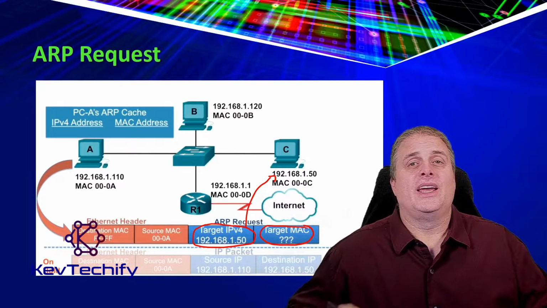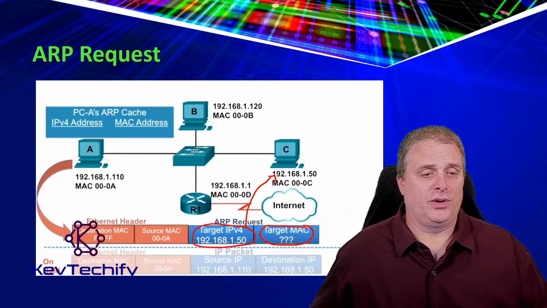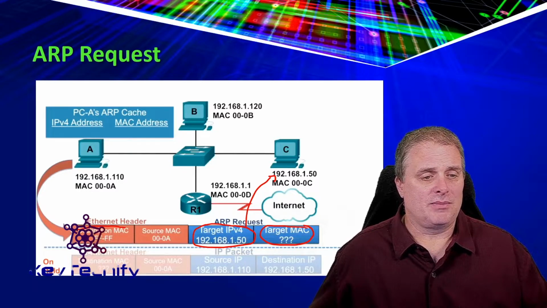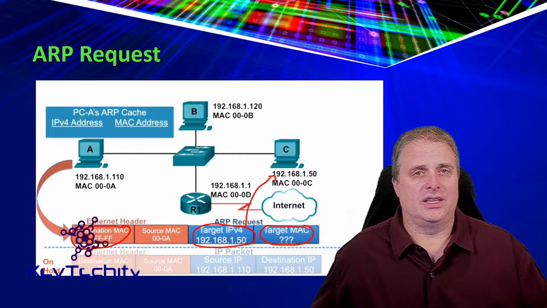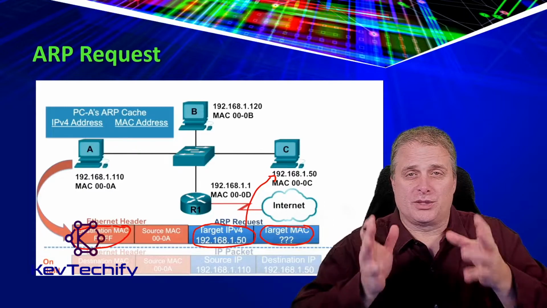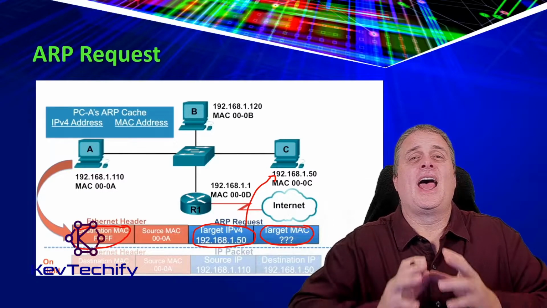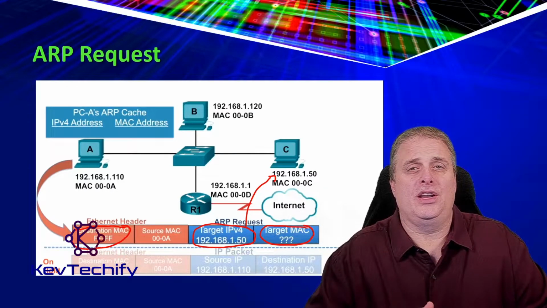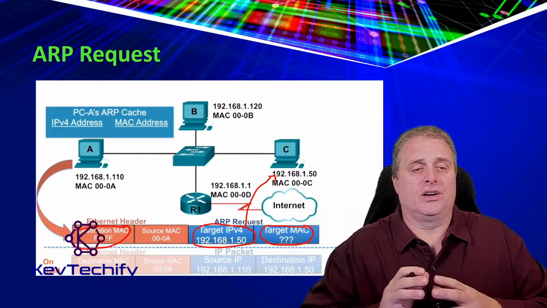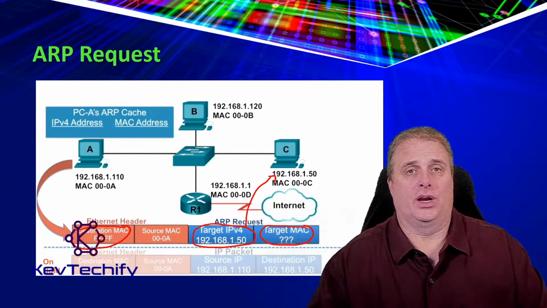The ARP request is sent as a broadcast. If we look down here, the destination MAC address is all F's, it's all ones. That's a special MAC address, that's a broadcast. Any device on our local area network will hear this ARP request.